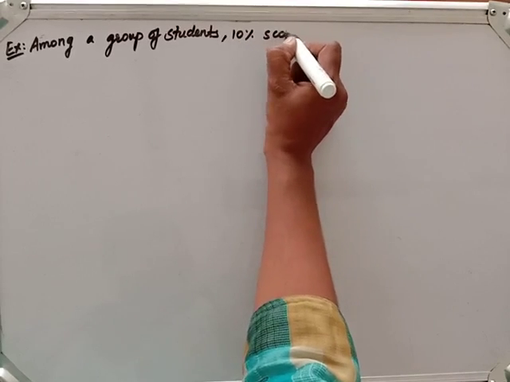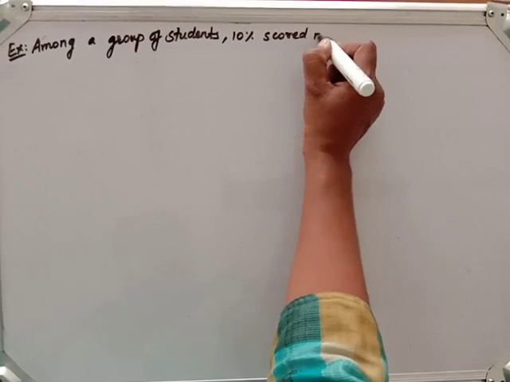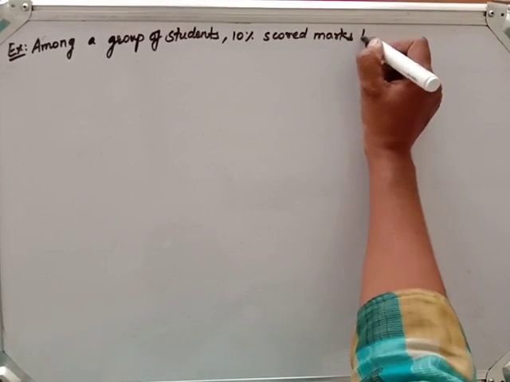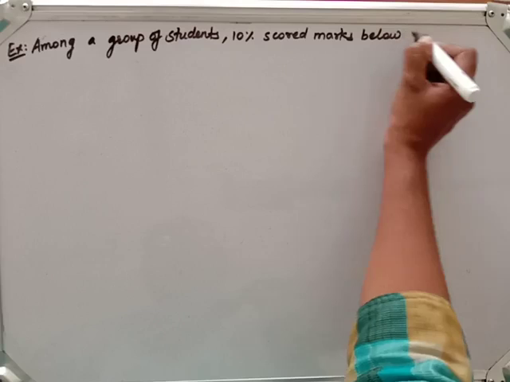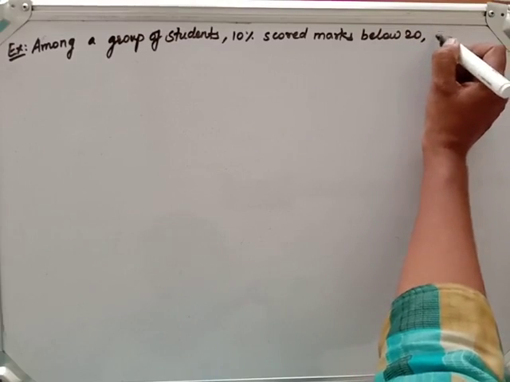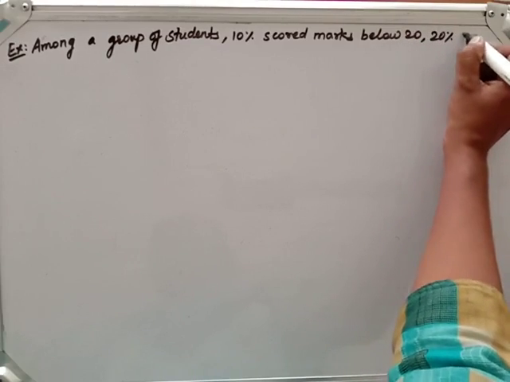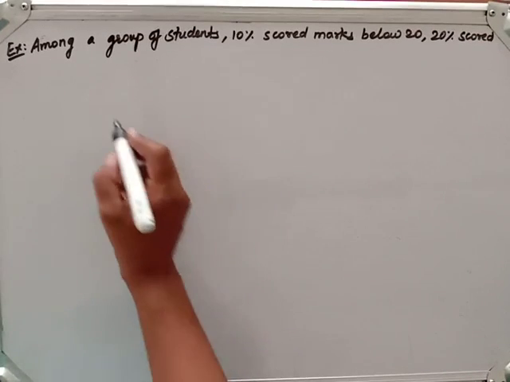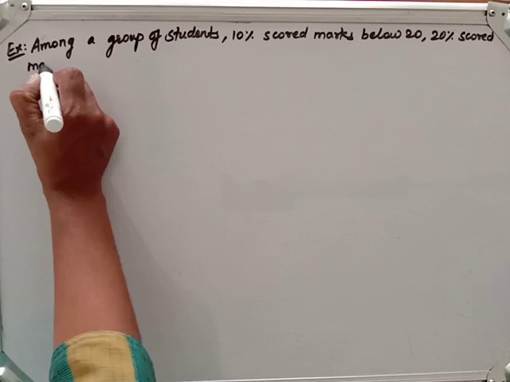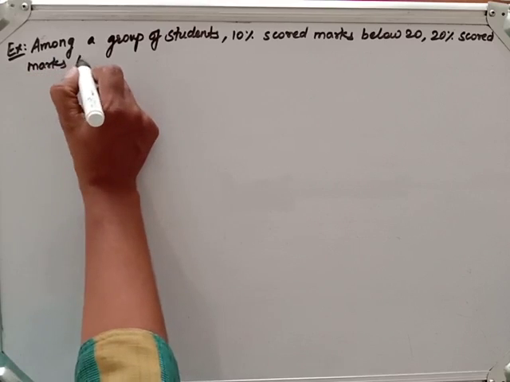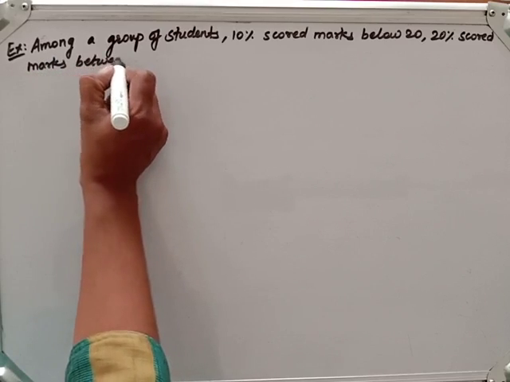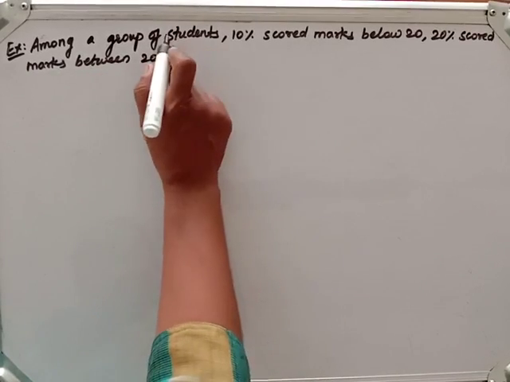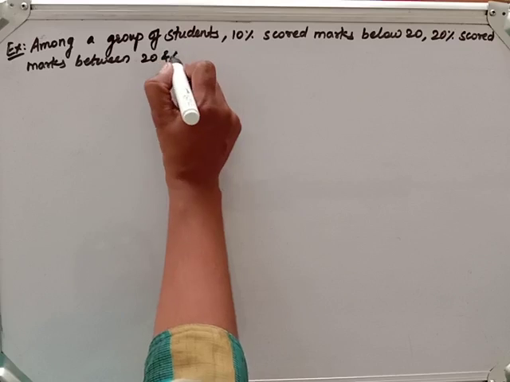Suppose the example is among a group of students, 10% scored marks below 20, 20% scored marks between 20 and 40, okay.